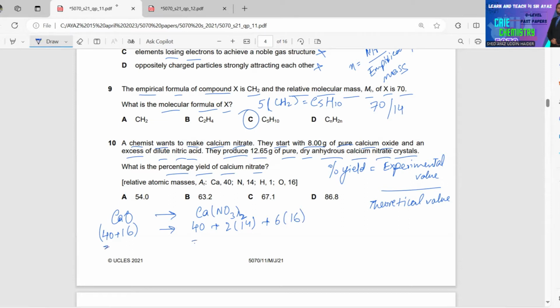What we will get? 40 plus 16, we must be getting 56. So I will write 56 grams. 56 grams producing 40 plus 2 multiplied by 14, 28, plus 6 multiplied by 16, 96.